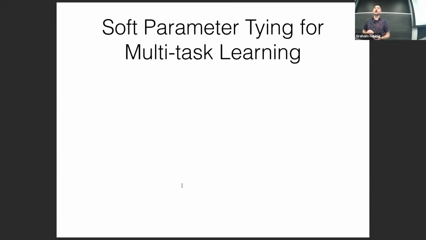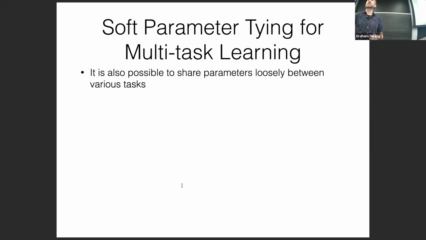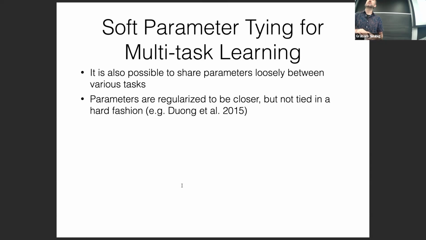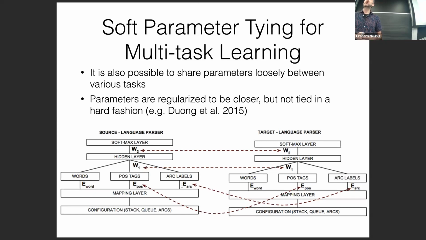Okay, so another thing is soft parameter tying for multitask learning. It's also possible to share parameters loosely between various tasks, and you can do things like regularize parameters to be closer, but not tied in a hard fashion. This is just one example. It's kind of an older example where they had different layers. They had a model that was trying to do parsing, and it had embeddings for each of the words in different languages, embeddings for part of speech tags in different languages, and arcs in different languages.